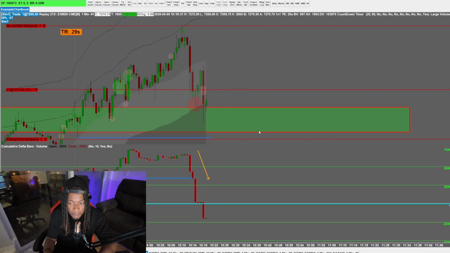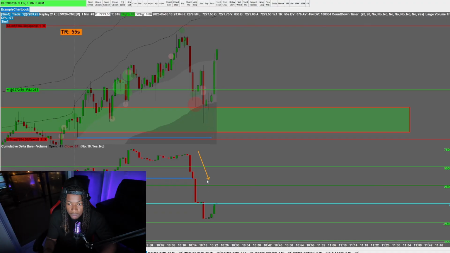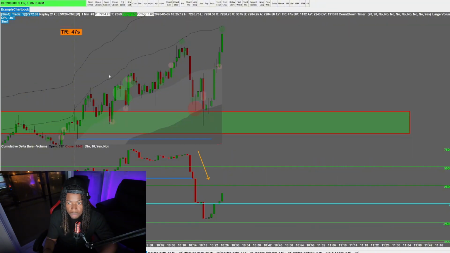All right, so we can see some more sellers are getting trapped here. And then boom, that's it. The same pattern happens over and over and over again, almost every day in the market. Simple, easy, and clean. Now let me show y'all another example, but a short this time.